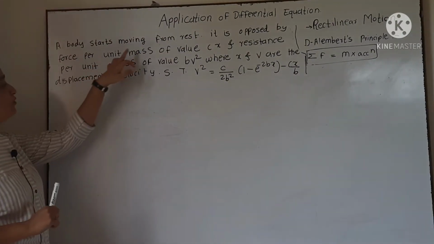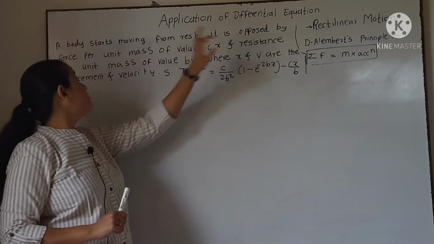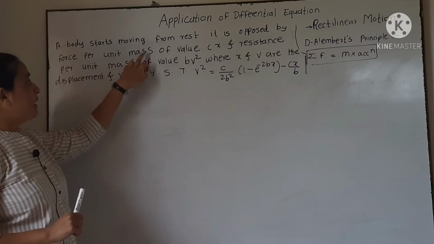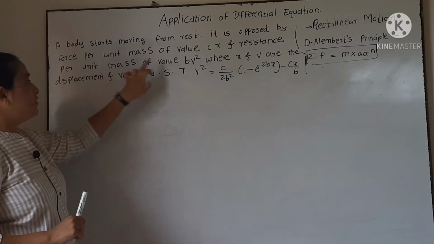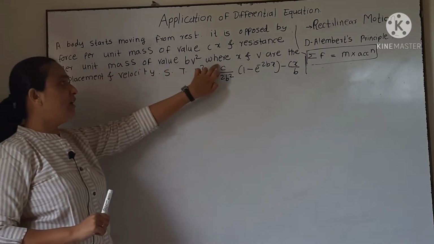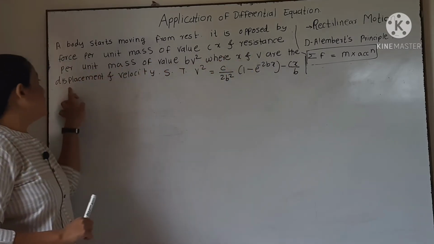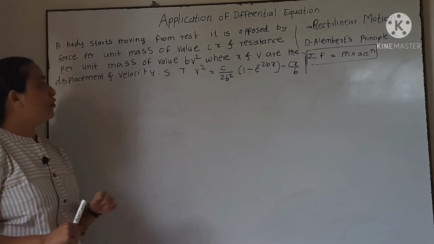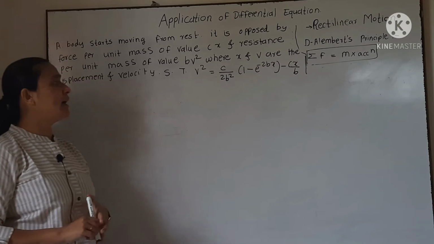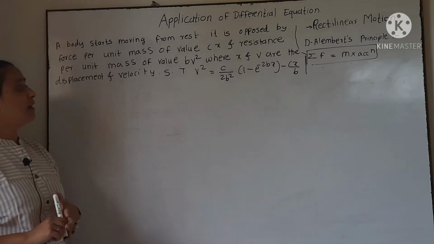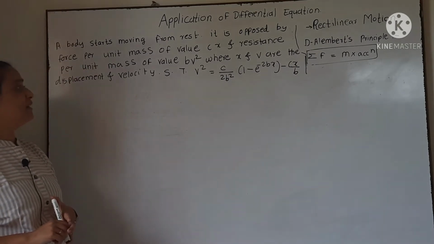A body starts moving from rest. It is opposed by force per unit mass of value Cx and resistance per unit mass of value bv square, where x and v are the displacement and velocity. We want to show that v square is equal to c upon 2b square in bracket 1 minus e raised to minus twice bx minus cx upon b.